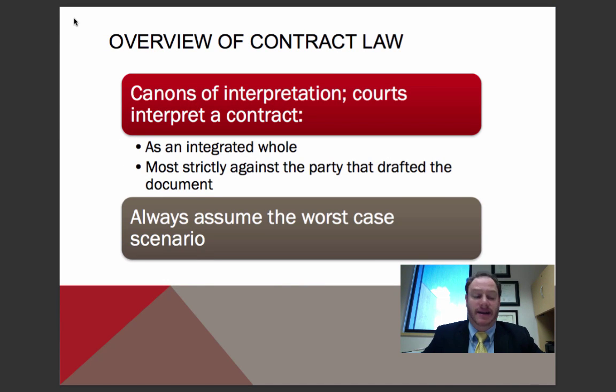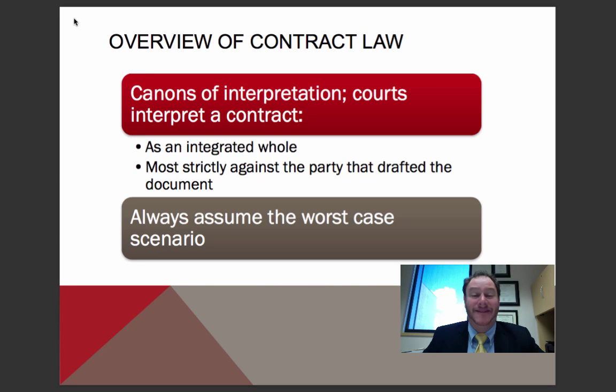Let's jump into contract law, because I'm sure you're dying to understand what is a contract and how does it work. Well, don't worry, I'll tell you. But before we can get there, when we're talking about the law of contracts, a contract is a promise or a set of promises between two or more people that the law will enforce. So when we're talking about the law enforcing a contract, it's going to be interpreting the contract through what the textbook frames as canons of interpretation.